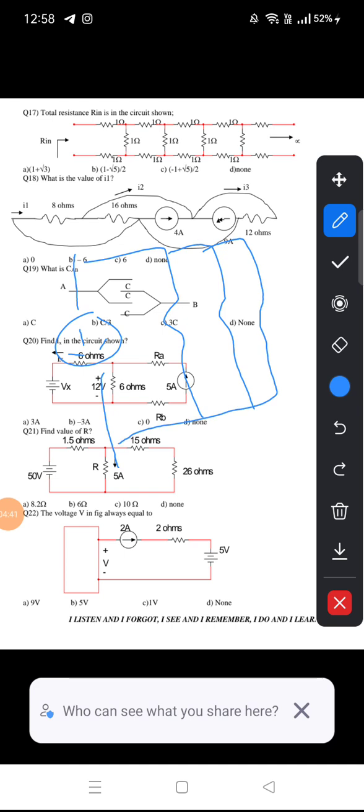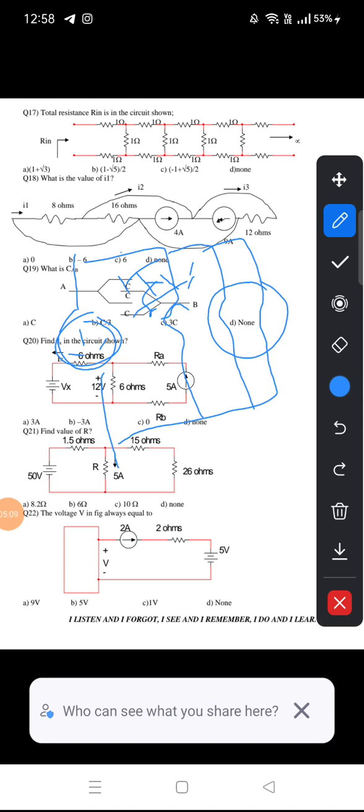Okay, that means here we need to calculate the current flowing through the 8 ohm resistor, right? That means here 16 in parallel with 12. Okay, that means 16 into 12 by 16 plus 12. After that you need to calculate the current flowing through the 8 ohm resistor. That is, the current flowing through the 8 ohm resistor is equal to the total current. This total current is in downwards direction, right?